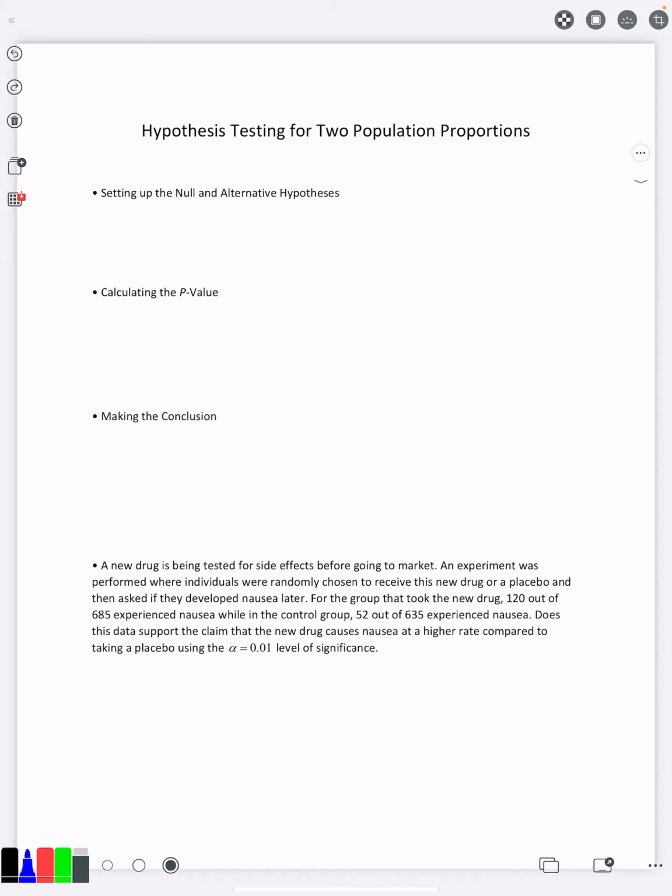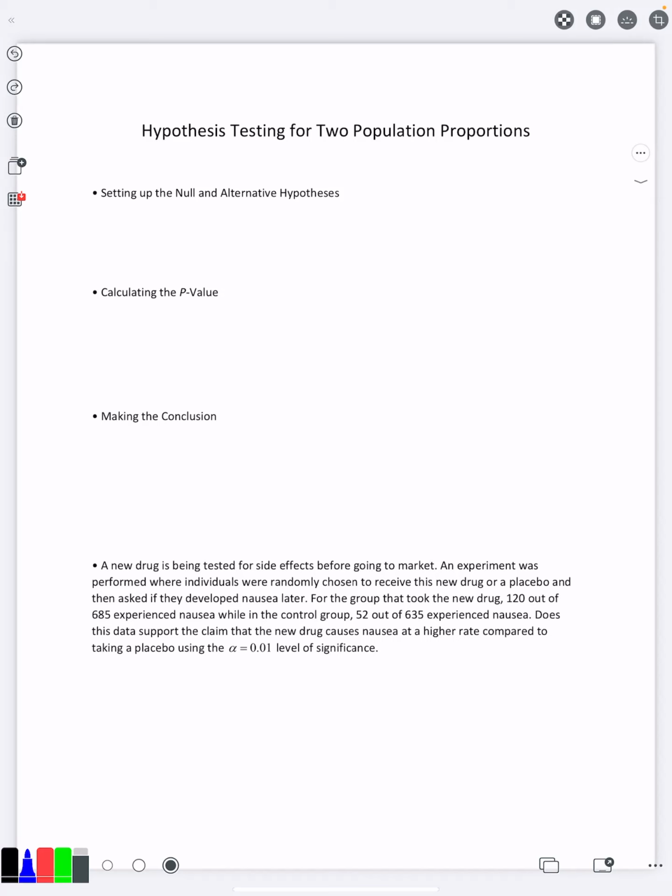But now we have two different population proportions, maybe the percentage of men that do something and the percentage of women that do something, and we're trying to compare these two population proportions. Maybe we're trying to show that one of them is bigger than the other one. Maybe we're trying to show that one of them is smaller than the other one. Maybe we're trying to show that they're just different from each other. So these are the setups here.